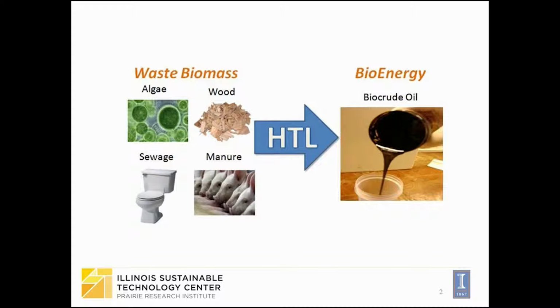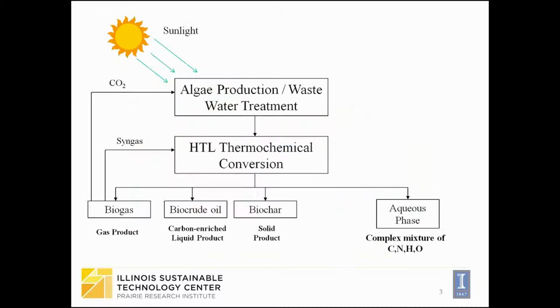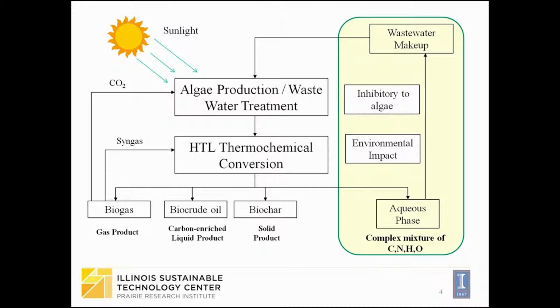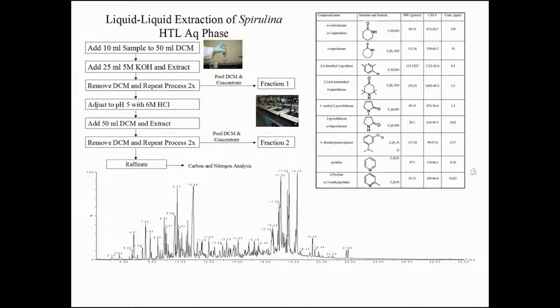The process is ideal for waste biomass such as algae, manure, or sewage. So coupling algal wastewater treatment with HTL conversion of algae is an attractive system. However, this process will generate a large volume of a material called aqueous phase that must be considered for the system to be sustainable. This material is known to contain potential nutrients such as nitrogen or phosphorus. However, it is inhibitory to algal growth and its environmental impact is largely unknown. Therefore, characterization of this aqueous phase is necessary to determine its utility or treatment.